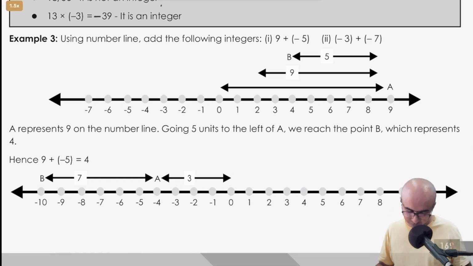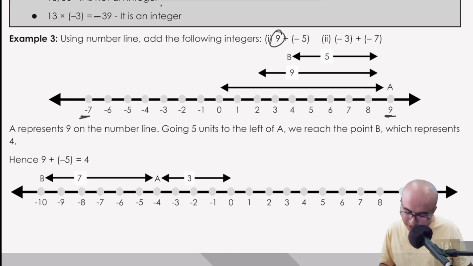Let's move on. Using number line, add the following integers. Again, you don't have to worry about these type of questions in the exam. You will obviously not get this. This is only for your understanding. So we have a number line starting from minus 7 ending with 9.